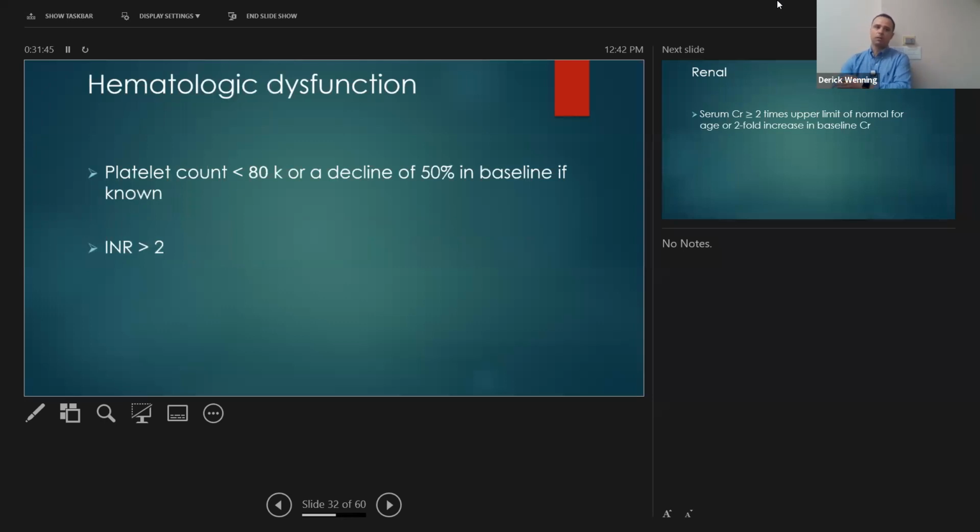Hematologic dysfunction, platelet count less than 80 or decline of 50% in baseline if you know it, or if their INR is greater than 2. Just coming from the ER, I know the nurse pushback that you will get with trying to fill up a blue top on a baby, okay? In the setting of a severe disease like sepsis, where it could be life or death, and you're worried this baby could be coagulopathic, it's absolutely something that you need. So politely tell them why you're getting it, that you're looking for organ dysfunction and you really need that blue top filled all the way up, okay?